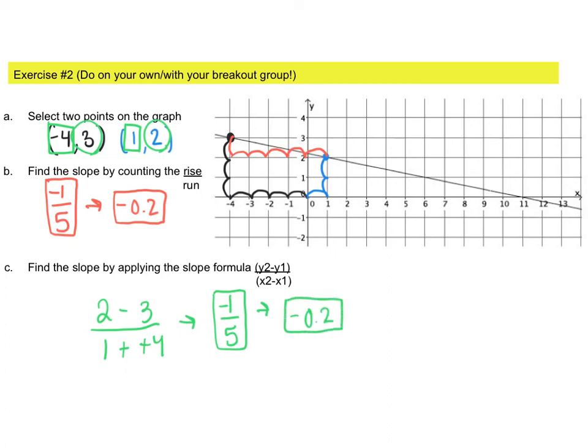So the slope for this line was negative 1/5. And you can see that it is a negative slope. It's going down. Okay, so hopefully you got this right. Hopefully you feel pretty confident. We're going to close out this lesson, and then you'll do your exit ticket.